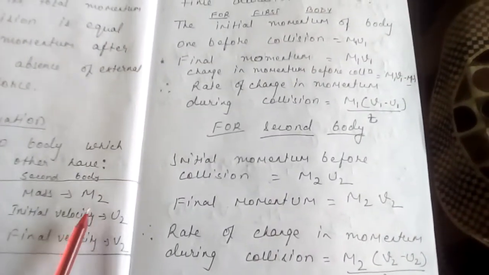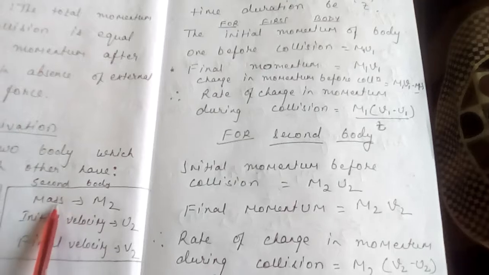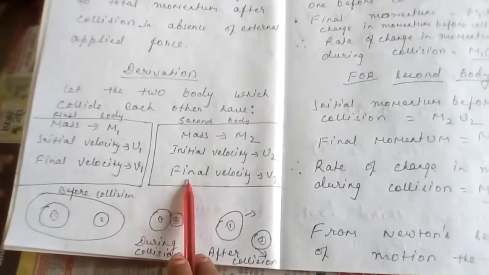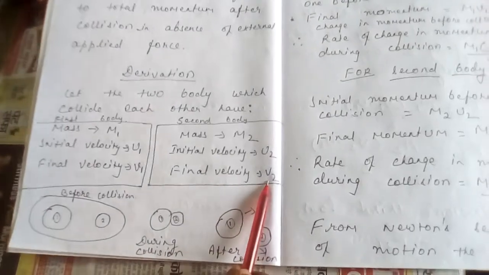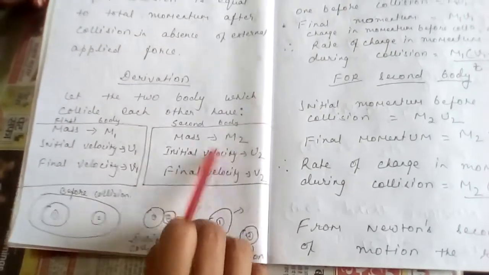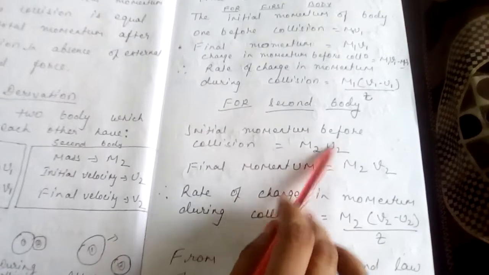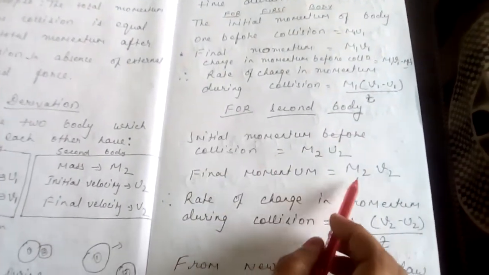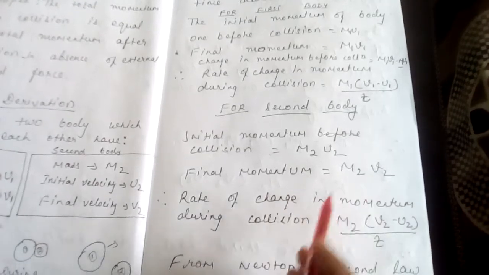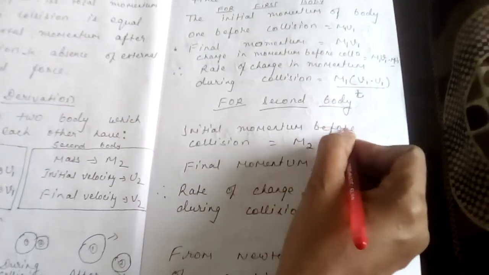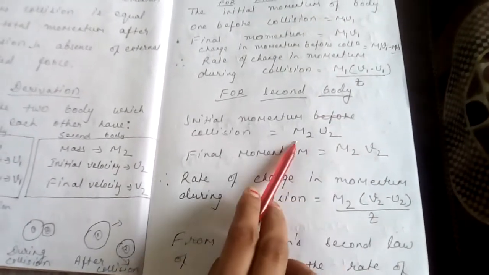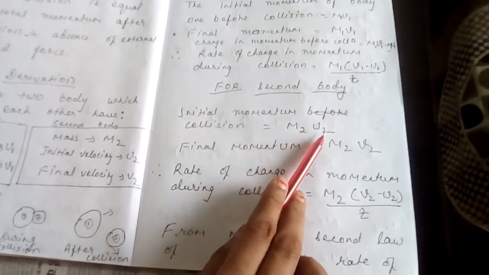Let us take another body, body 2. For body 2, let the mass be m2, initial velocity be u2 and final velocity be v2. So for body 2, its initial momentum is m2 u2 and final momentum m2 v2. So change in momentum will be m2 v2 minus m2 u2.